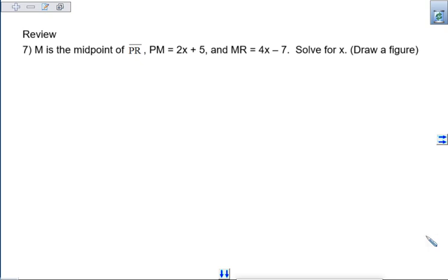Last problem, review from yesterday. M is the midpoint of segment PR. The length of PM is 2x plus 5, and the length of MR is 4x minus 7. Solve for x. Draw a figure. What kind of figure are we drawing? We aren't drawing an angle. There's no angle symbol. What are we drawing? We're drawing a segment.